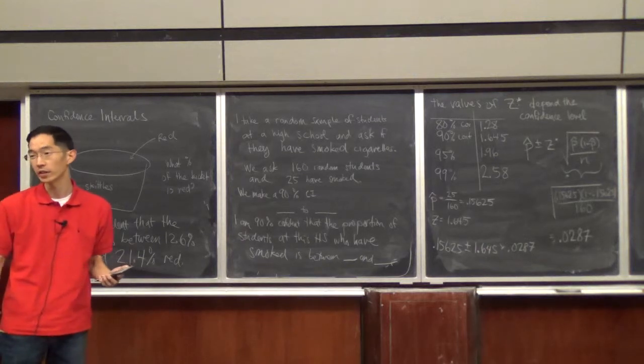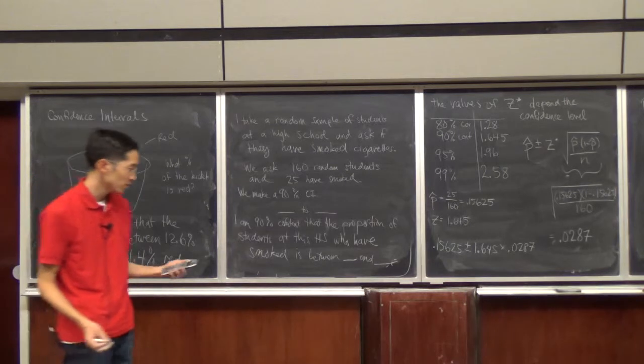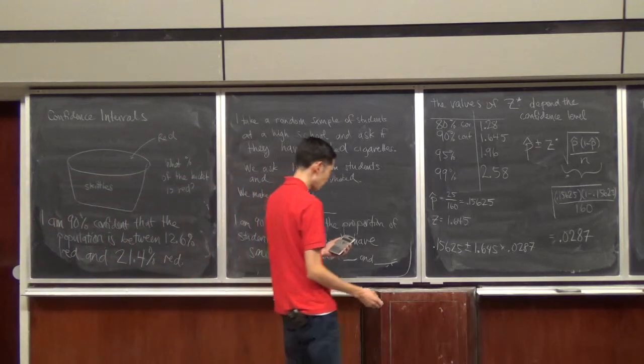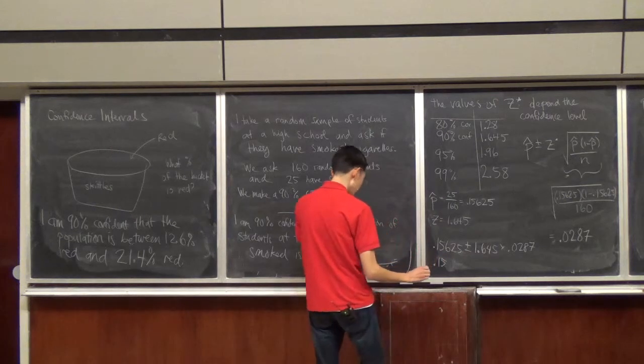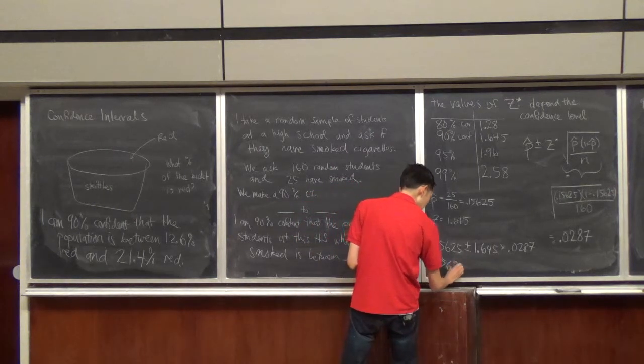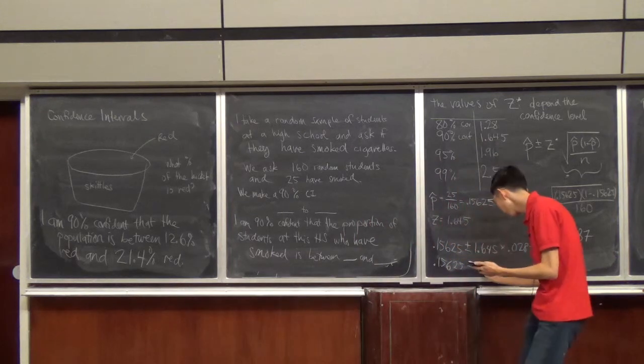Round at the very end. I would say in the middle of the problem, keep as many decimals as you can. So I have 0.15625 plus or minus 0.0472.